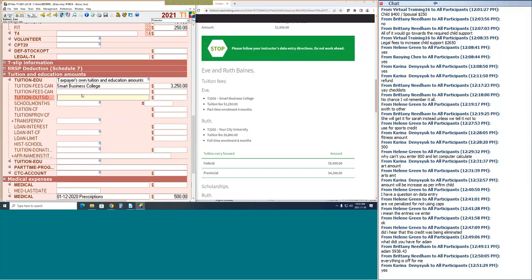If they have tuition fees in Canada that are not on a T2202, maybe it is a professional licensing exam. If it's in Canada, you're going to put tuition fees here, but you will have to determine what qualifies. So you're going to have to look at it and go, is it just the exam fees that I can claim? Are there additional fees that I can claim? You have to do some research for that. Most of the time, we get a T2202, and we're good to go.